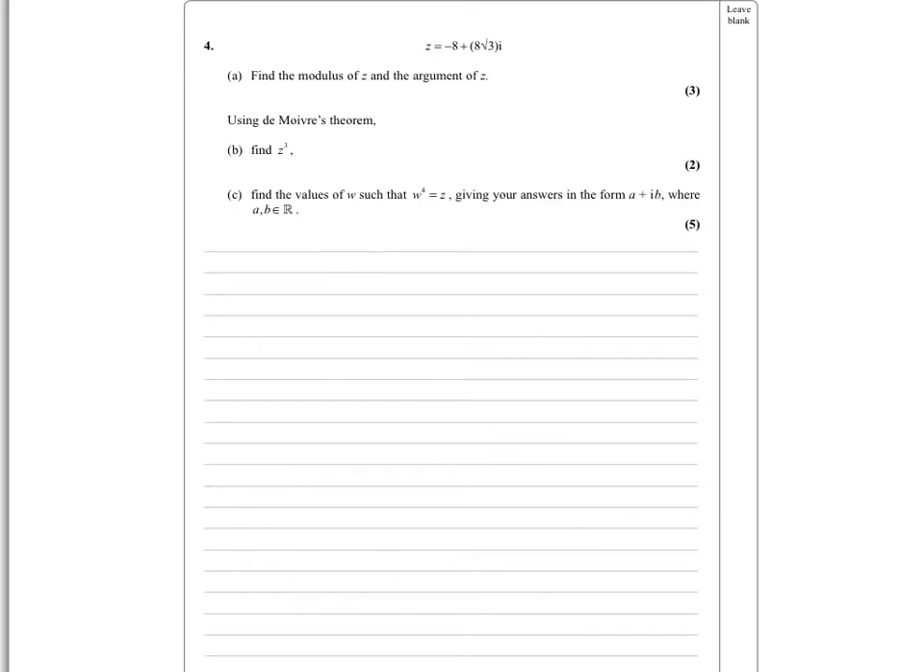Okay, so the modulus and argument of z. We first need to find the modulus, so it's simply the real part squared plus the imaginary part squared, square rooted. So that's the square root of 64 times 3 plus 3 times 4 times 64, so that must be 16.